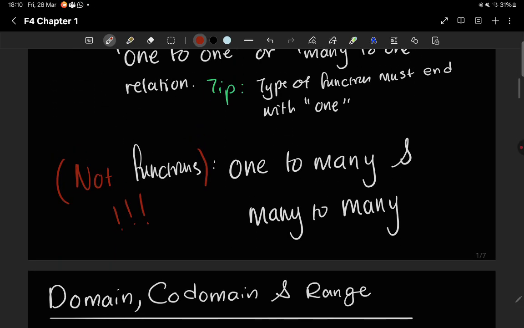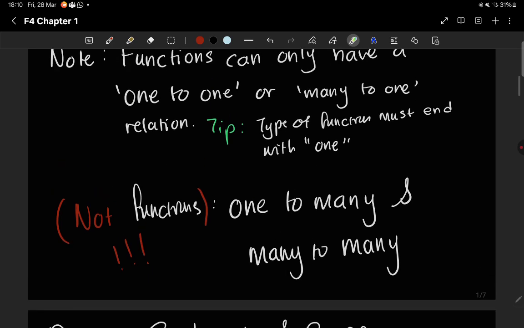So this leads to the tip that I gave earlier, that a function must end with a 1 at the back. So a one-to-one relation or a many-to-one relation. These are the only functions.